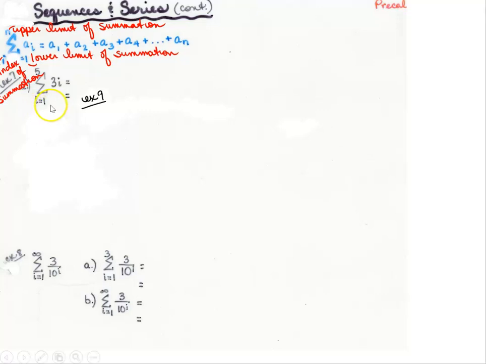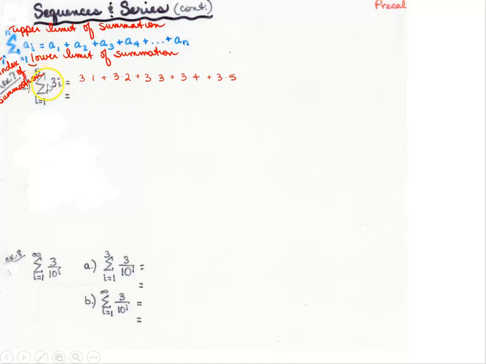So let's look at this first example. All right, so this first example says to find the summation of 3i. You'll notice that we're going to start by putting 1 in for i, and then we're going to stop when we get to 5. So I'm going to start by putting in 1, so that'd be 3 times 1, and then put in 2, 3 times 2, and then put in 3, and then 4, and I stop after I put in 5 because that was my upper limit.